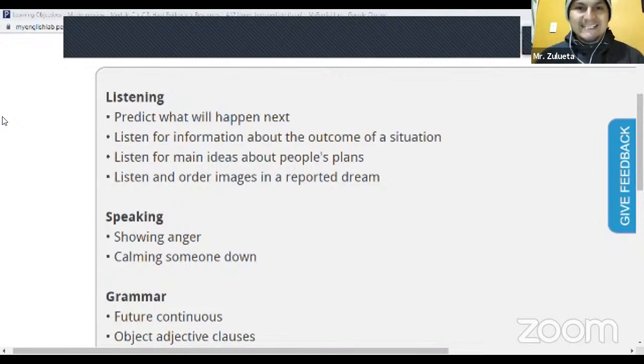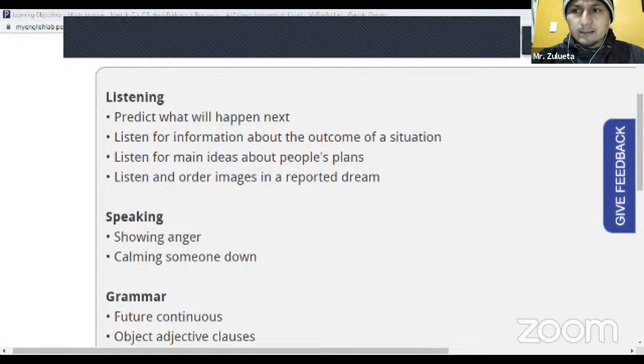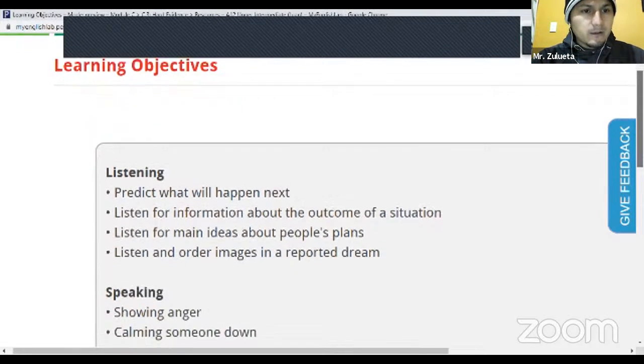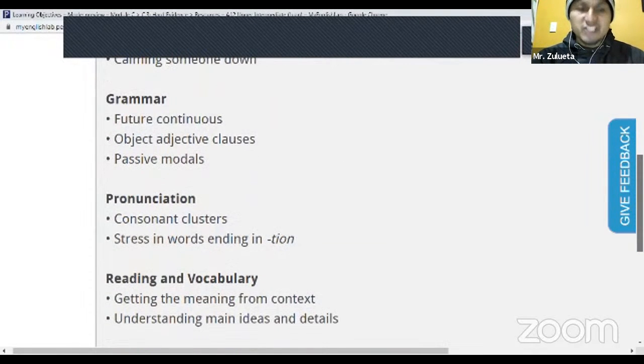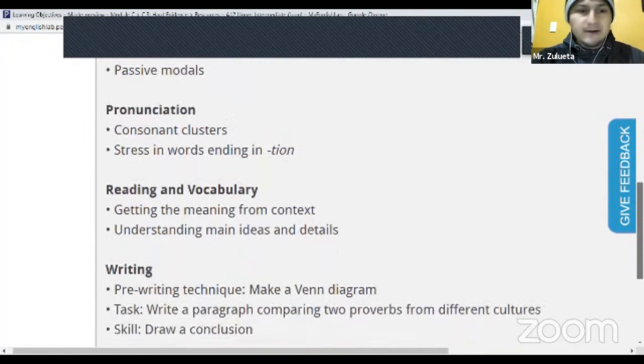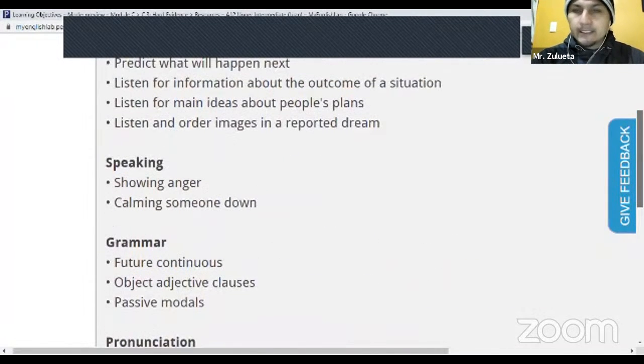Today is February 19th. We are now halfway through, and today we're going to begin a new unit. As you already may know, I like to go over the unit's objectives. Let's begin by reading the objectives for the given skills, which are listening, speaking, grammar, pronunciation, reading and vocabulary, and writing, okay?